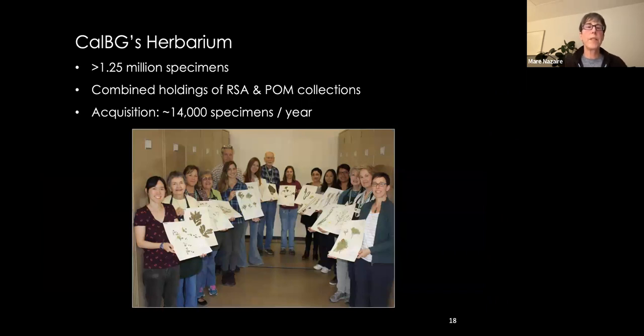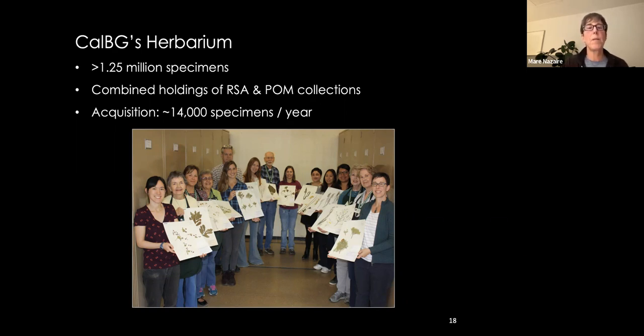So I just want to turn towards the CalBG herbarium and what our efforts have been. If you're not familiar with our herbarium, I'll just give you a little bit of background here. We're the third largest herbarium in California, as Dan had mentioned. We have over 1.25 million specimens, and we have the combined holdings of both the RSA and the Pomona College collections.